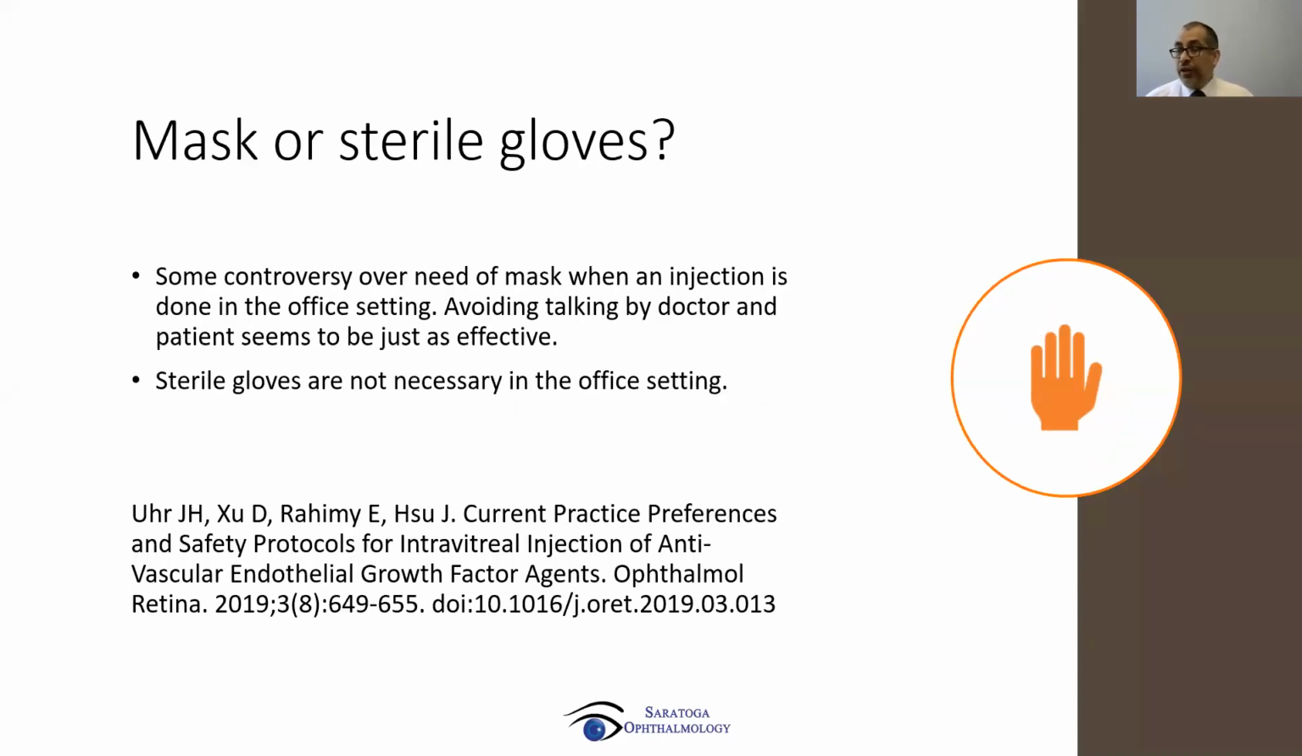Use of mask or sterile gloves. Of course, if you're in a minor OR and operating room, you will be using them. In the office, we've gone away from that. I used masks for a while until the literature showed that just avoiding speaking is just as good. And so that's what we do. We tell the patient we're not going to be talking to them, and we ask them not to talk while the eyelid is being held open after the betadine is put in and before we do the injection. And we have the same results, very low rates of endophthalmitis. And we don't use sterile gloves. We do glove, but we do not use sterile gloves, and we have not had a problem with that.